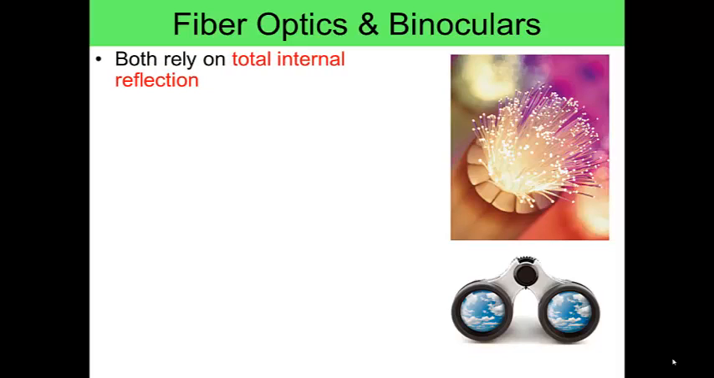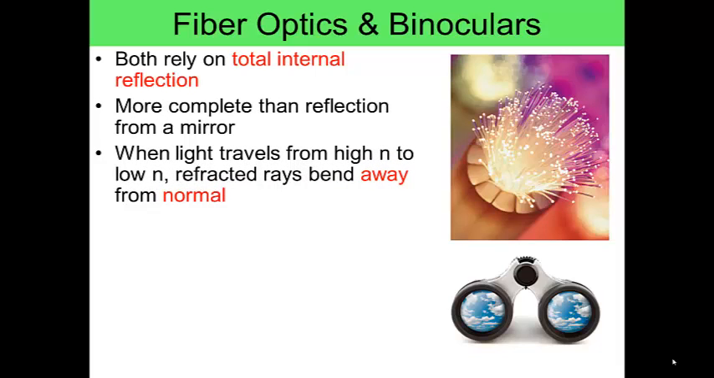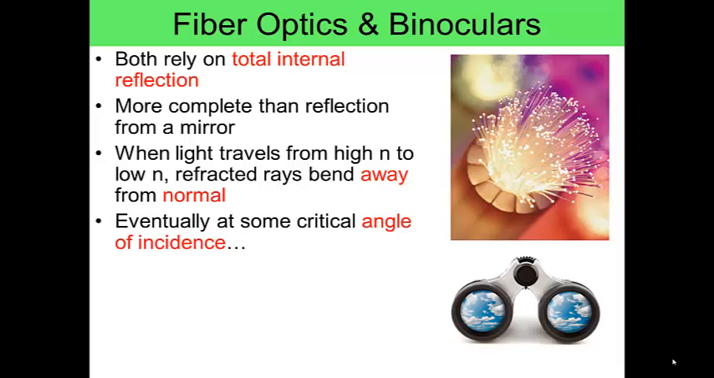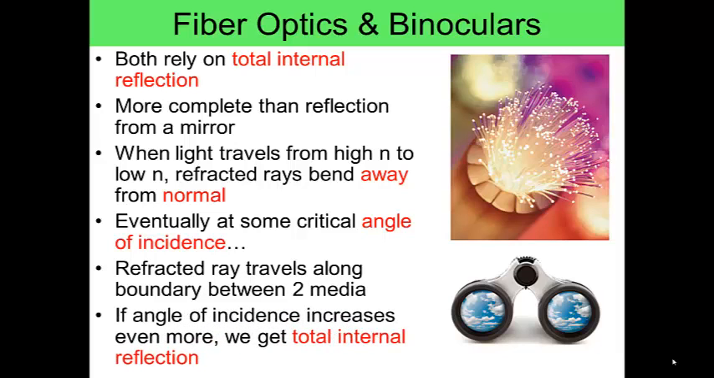Fiber optics and binoculars both rely on total internal reflection. It's more complete than reflection from a mirror. When light travels from high refractive index to low refractive index, so that's what n is, remember, refracted rays bend away from the normal, or perpendicular line. Eventually, at some critical angle of incidence, the refracted rays travel along the boundary between the two media, but they don't go through. So we get total internal reflection.